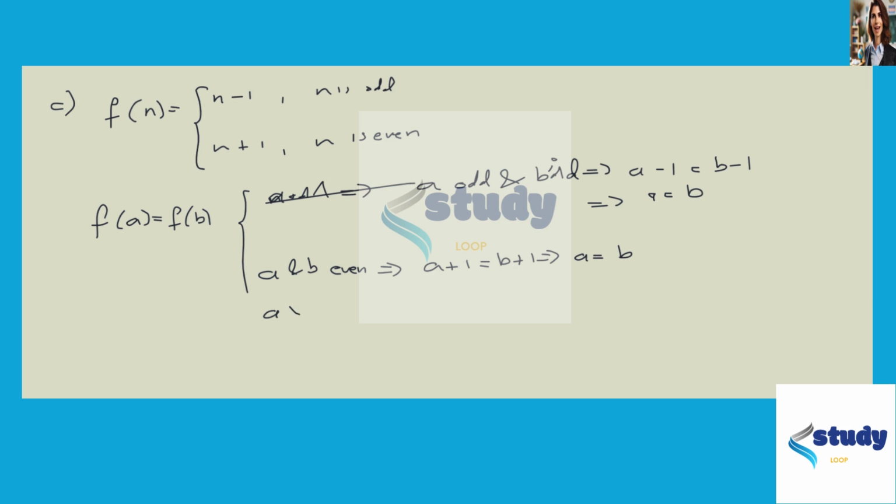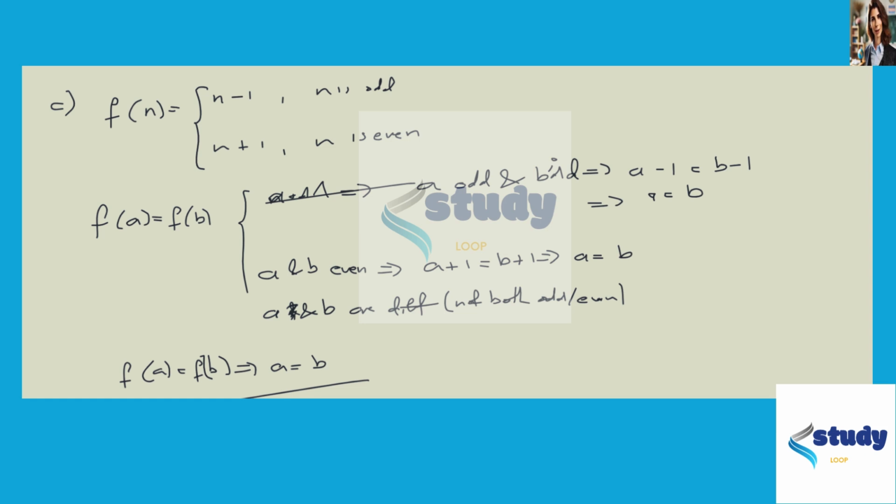When a and b are different, so that means they are not both odd or both even, well then a is not equal to b anyway, so there is no need to consider this. So therefore, for all a and b, if f(a) is equal to f(b), then this implies that a is equal to b. So this is a one-to-one function.